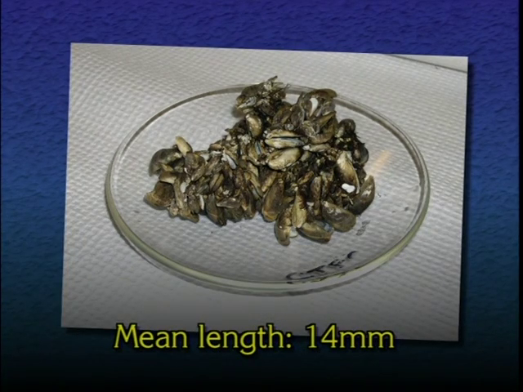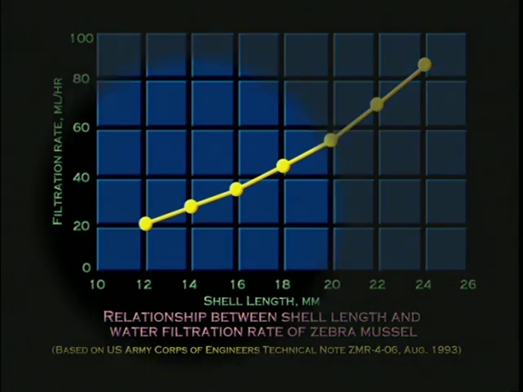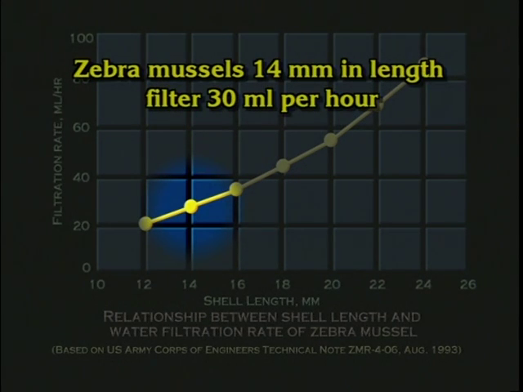to be 14 millimeters. No data on the filtration capability of the dark false mussel is available, but a study of the zebra mussel provided the filtering capability as a function of the mussel size. For a zebra mussel having a mean length of 14 millimeters, the filtration rate is 30 milliliters per hour. We use this as our filtration rate. Our calculations enabled us to estimate the number of mussels on a piling.